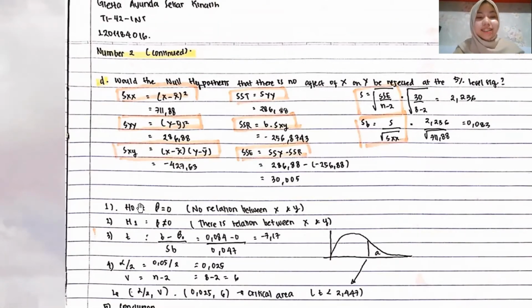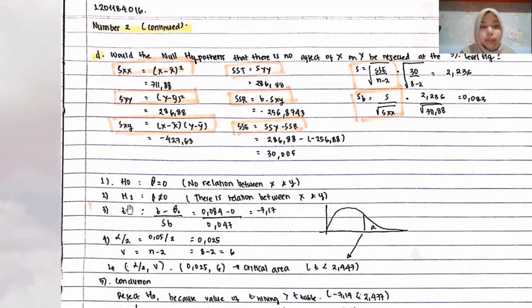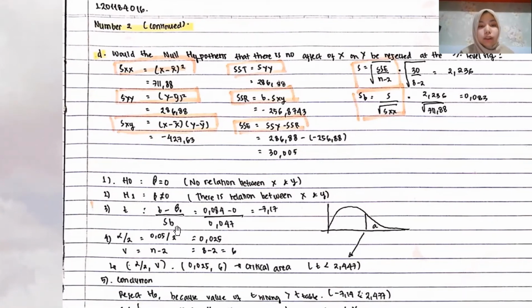First, we need to state H0: B equals 0, or we can say that there is no relation between X and Y. Then H1: B is not equal to 0, so H1 contradicts H0. Because H0 is no correlation, H1 is that there is a relation between X and Y. And then t is B minus B0 over Sb. So 0.084 minus 0, with Sb being 0.47, and we get minus 7.17.